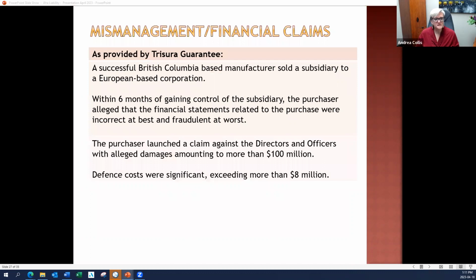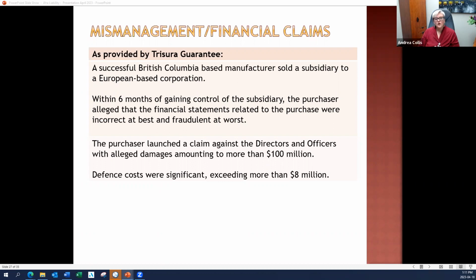All 4 of these claims have been given to me by one of our directors and officers insurers. This one was fairly big. I wanted to talk a little bit about the exposures in mergers and acquisitions. This is a growing area of directors and officers claims: mergers and acquisitions, or selling and buying out partners and that.